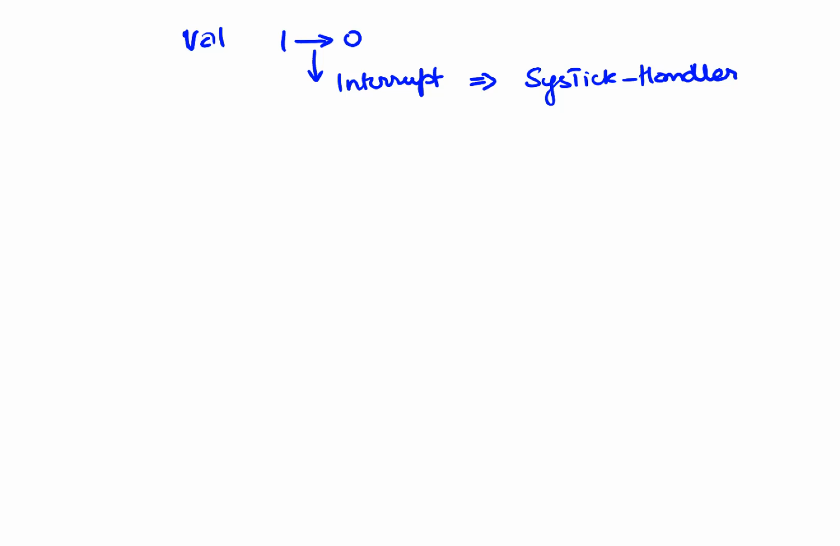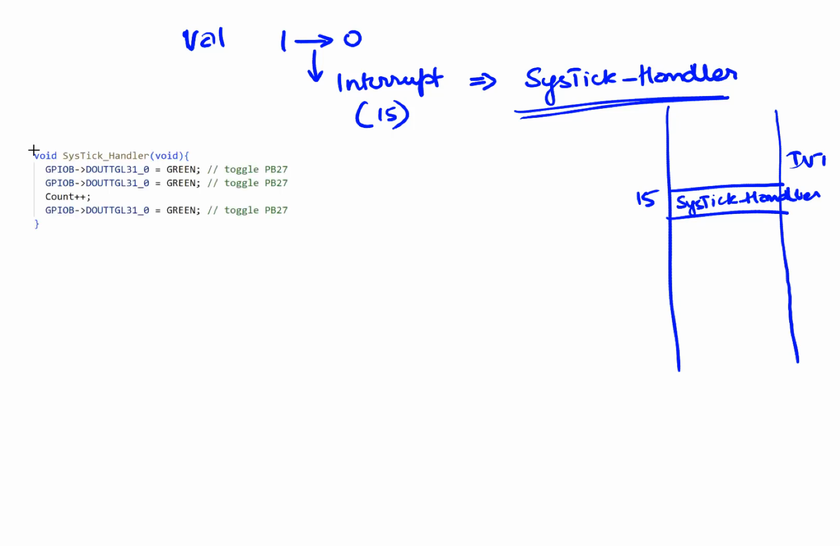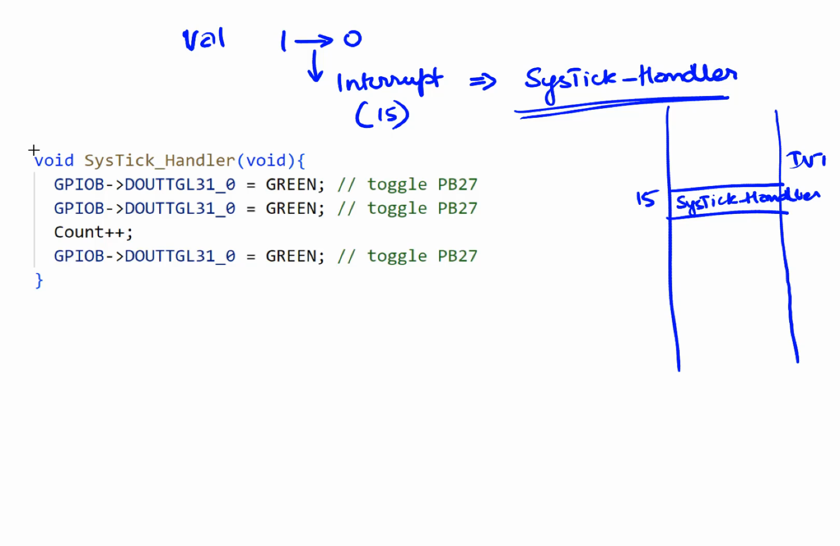Just to recall, all this really means is that somewhere in our interrupt vector table, there was an entry which corresponds to this interrupt, which happens to be interrupt number 15. The entry there has been written to be SysTick handler, which means that's the routine that's going to run. So we as programmers are going to write this routine. So here is our routine. All we're really doing is this count business, incrementing the count by 1. That's all we're really doing.